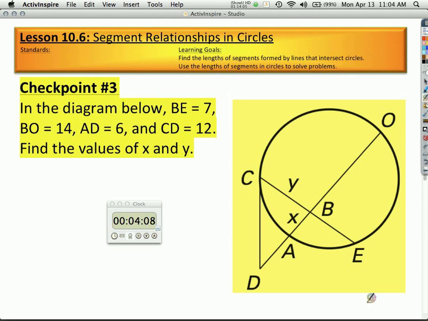Yes, I'm sorry. DC is a tangent. I should have had that in the text of the question. I apologize. DC is tangent to the circle. A is right here. B is there. X is the distance from A to B. B is this intersection right there.